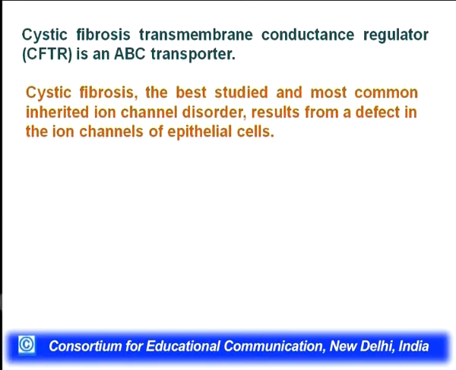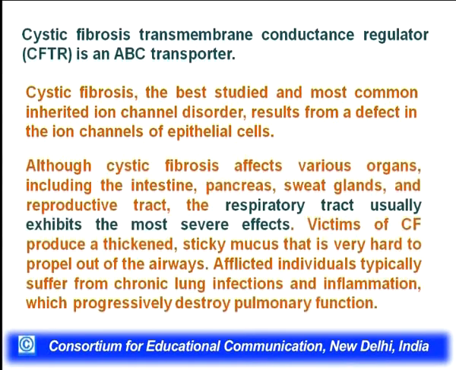Now, cystic fibrosis is the best studied and most common inherited ion channel disorder that results from a defect in the ion channels of the epithelial cell. A mutation in the gene for this CFTR receptor leads to the congenital disease, cystic fibrosis. Although it affects various organs including the intestine, pancreas, sweat glands and reproductive tract, the respiratory tract usually exhibits the most severe effect.